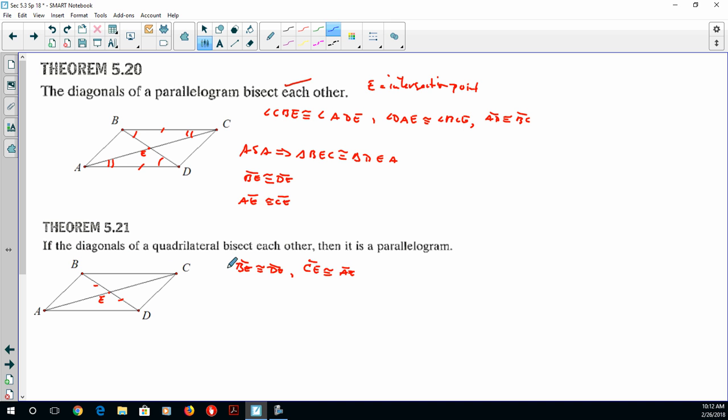Plus, when two lines intersect, the vertical angles formed are congruent. So angle BEC is congruent to angle DEA. These two are congruent because they are vertical angles. Now two sides and an included angle of one triangle are congruent to two sides and the included angle of the other. So by side angle side, triangle BEC is congruent to triangle DEA.